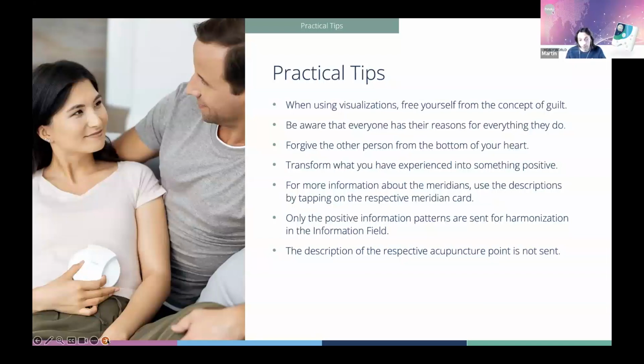Of course, one very simple practical tip. If you tap on the Meridian card, you see the respective information. And when you go to the information section, you see a little more in-depth information about the Meridian itself. Of course, only positive information patterns are sent to the information feed, so only the desired state and desired state description. The description of the acupuncture point, as I said, is always the same. This is of course not sent. This is usually a negative thing.